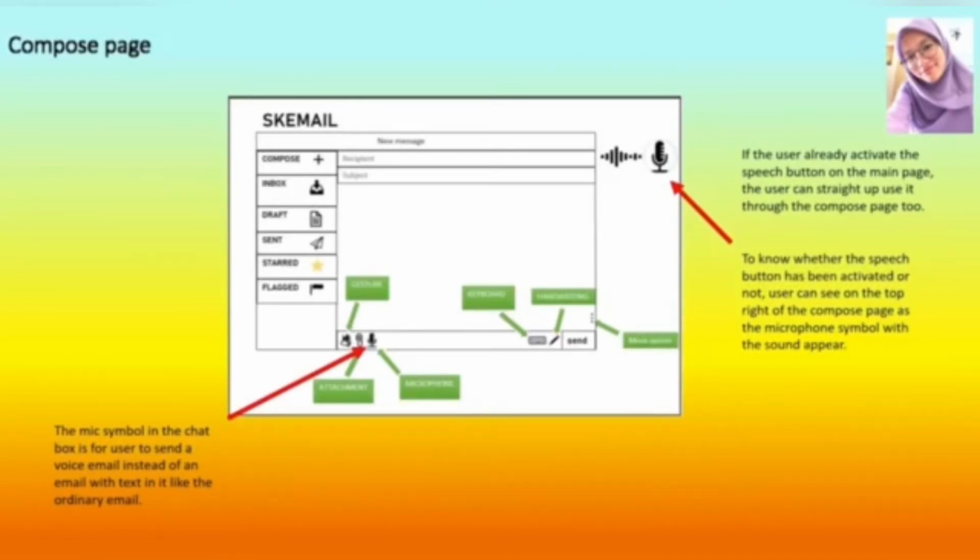This speech button on the top right and the one in the chat box are different because they are for different uses. The speech button on the top right is used to voice out any comment and can also be used to write an email, but it will be inserted as text, not as a voice itself. But the mic symbol on the chat box is to send an email with a whole voice in it. Those are the differences.